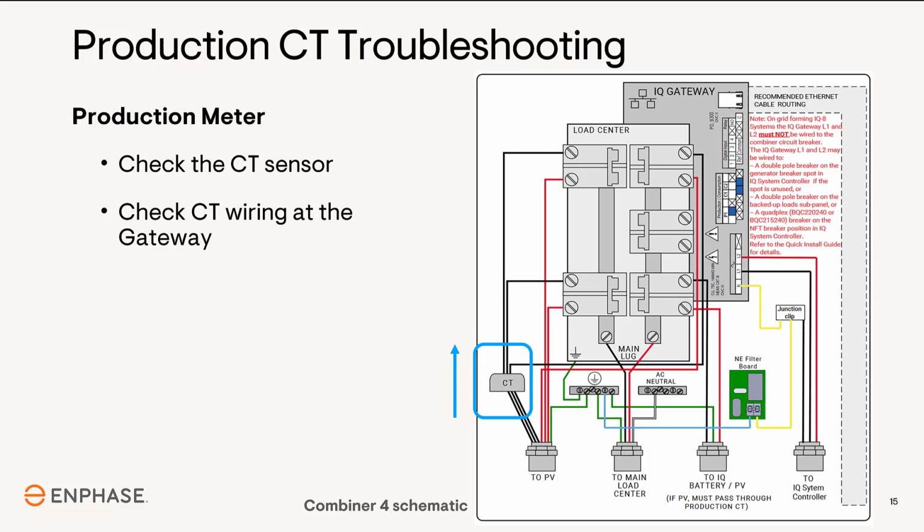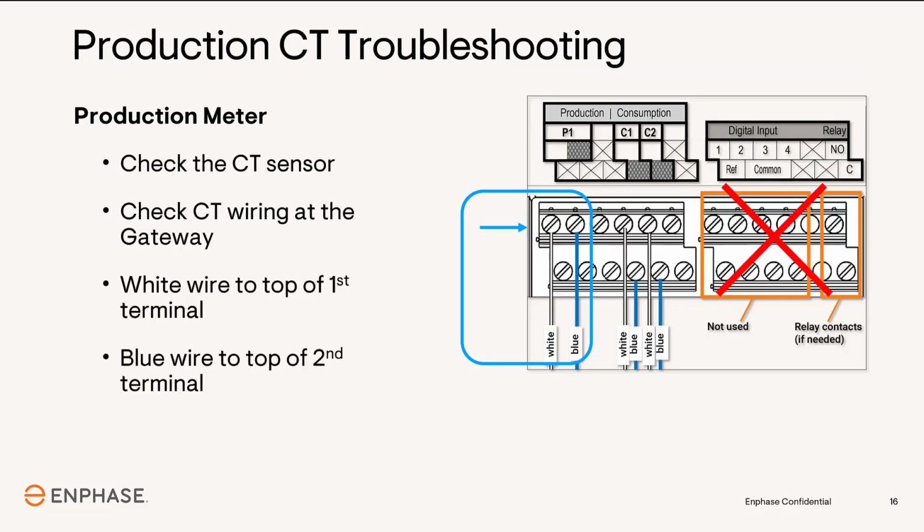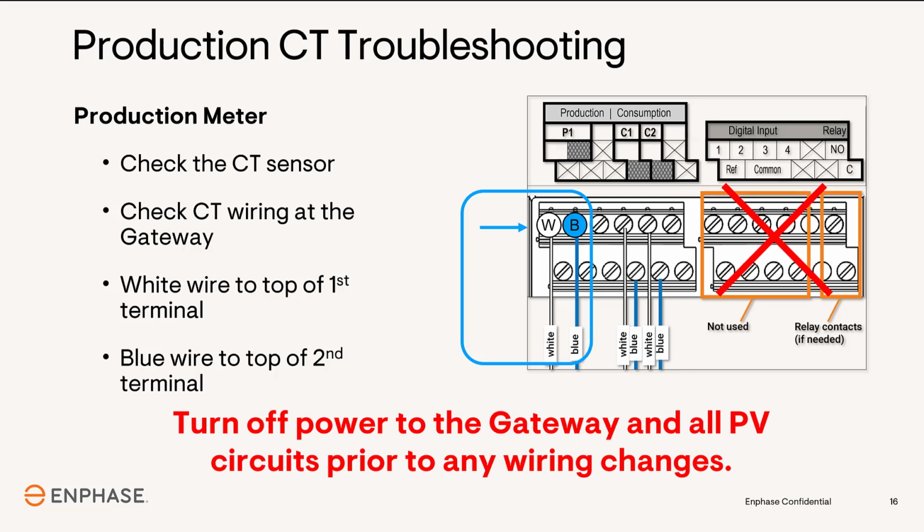If the sensor is correct, move to the CT wiring at the gateway's terminal blocks and confirm that the wires are connected to the correct terminal blocks. The production CT's white wire will be connected to the top screw of the first terminal block, and the blue wire will be connected to the top screw of the second terminal block. If the CT wires are incorrect at the gateway's terminal blocks, you'll need to make that correction. Before you make the correction, turn off the power to the PV breakers and gateway before you remove the CT wires. The CT's blue and white wires will be energized if any current is flowing through the conductors that are routed through the middle of the production CT.